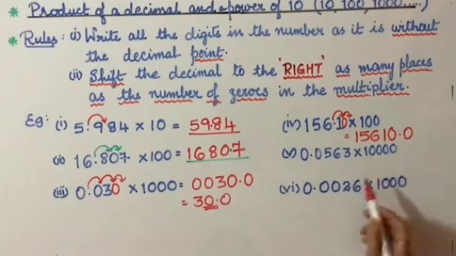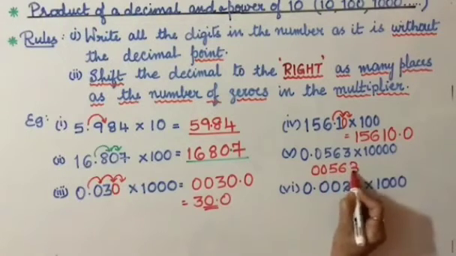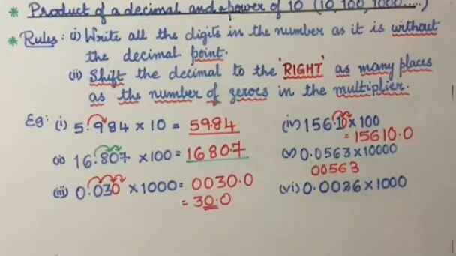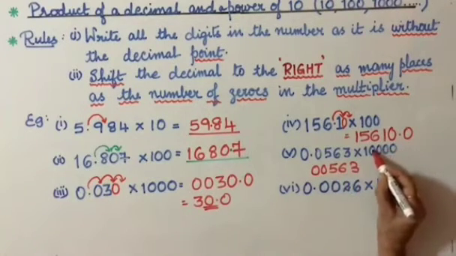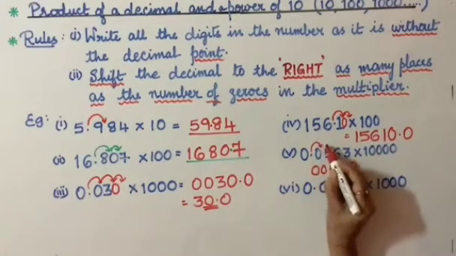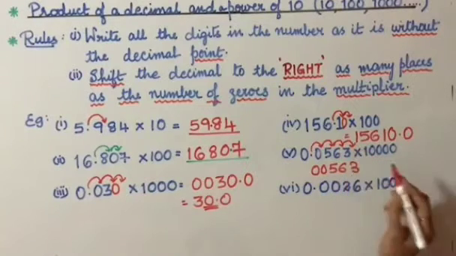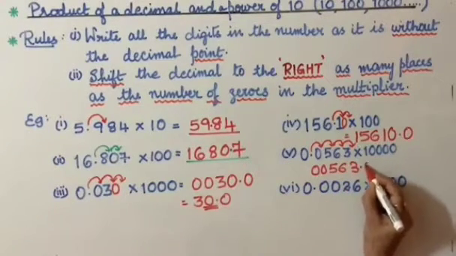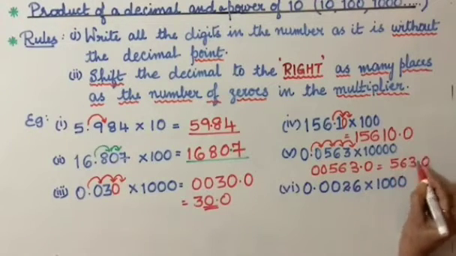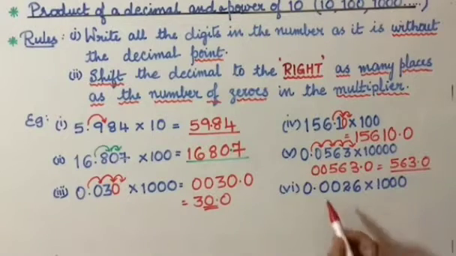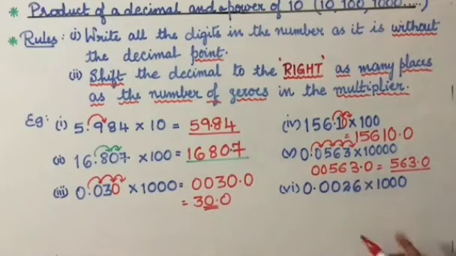Likewise, now look at this. This is very simple. So write the number as it is. When we write the number, we eliminate the decimal. Now we are going to shift 1, 2, 3 and 4. 563.0 is your final answer, because these zeros do not have any significance. Children, I hope this is clear. Now go to the next one.